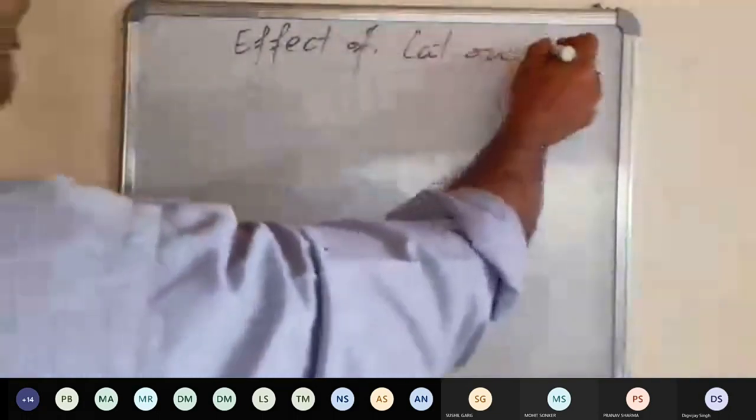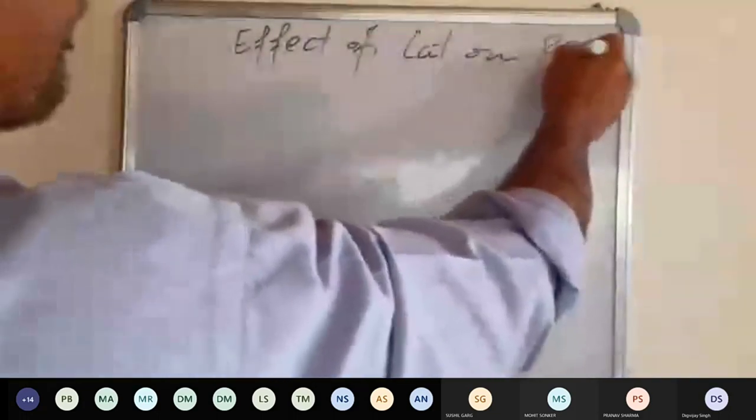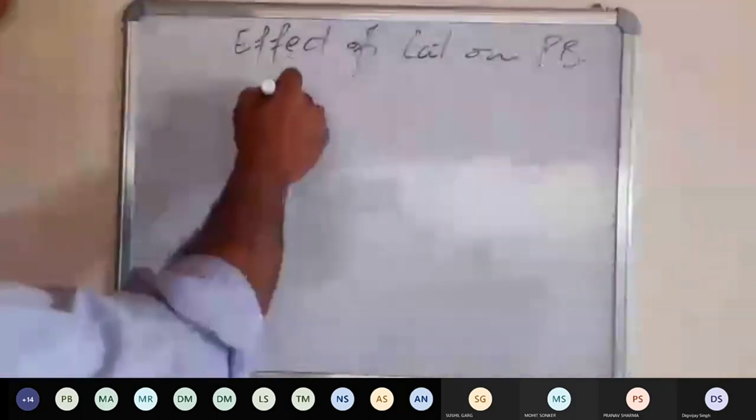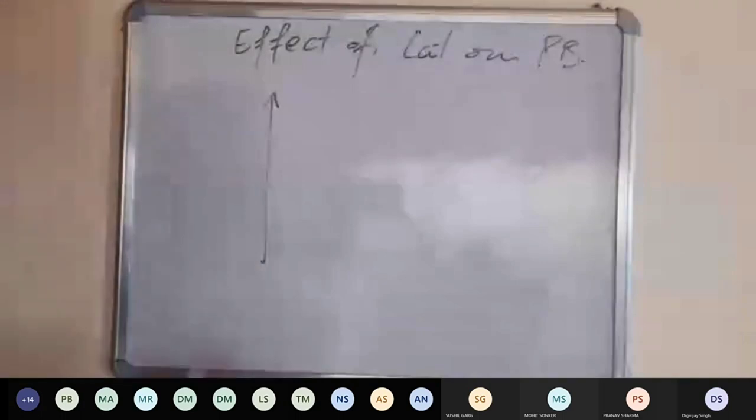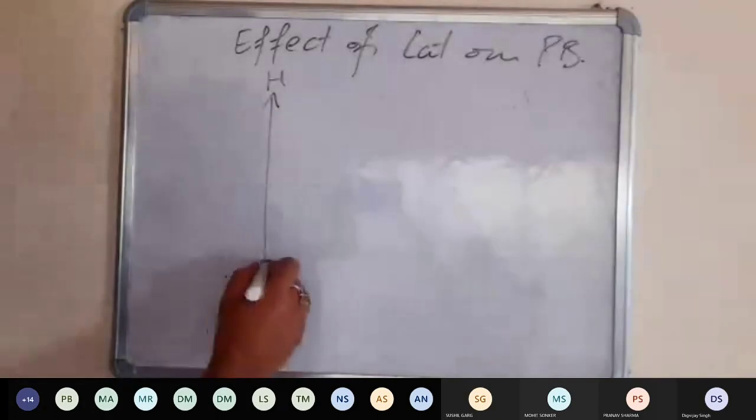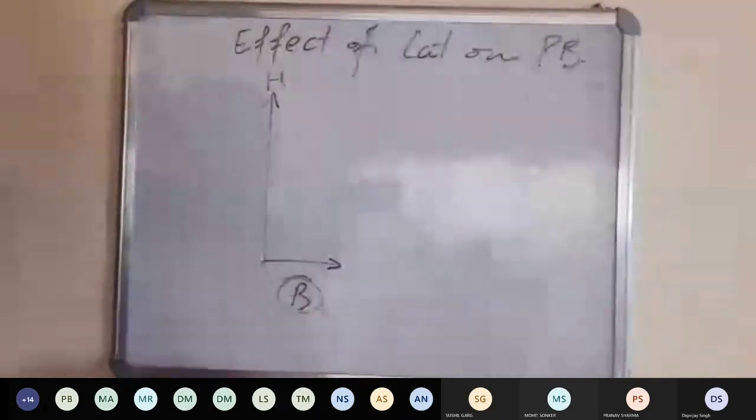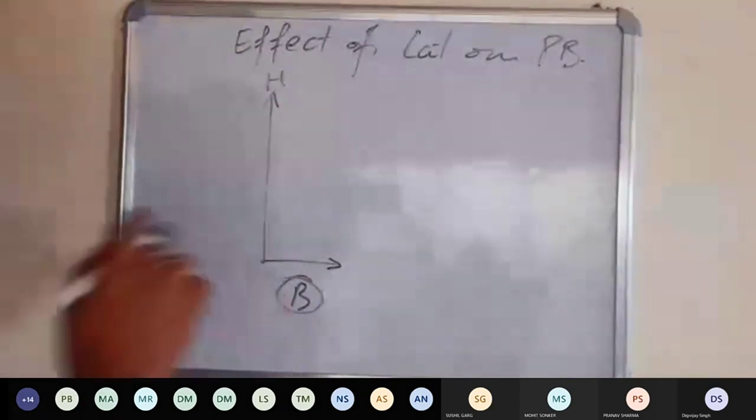There is another thing that we have to look at. Effect of latitude on PB. Now, as we have already seen that the directive force is H, and we have a deviation because of B, maybe this side or maybe this side, depending on whether it is plus B or minus B.